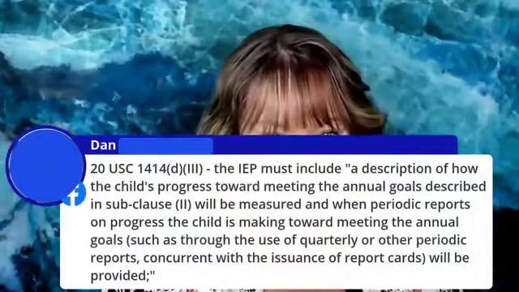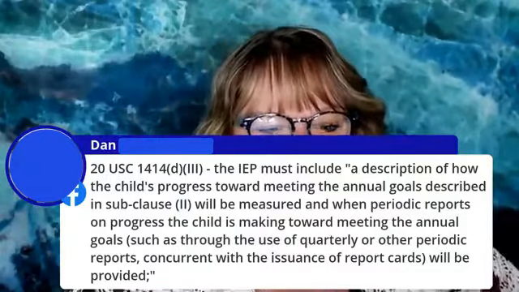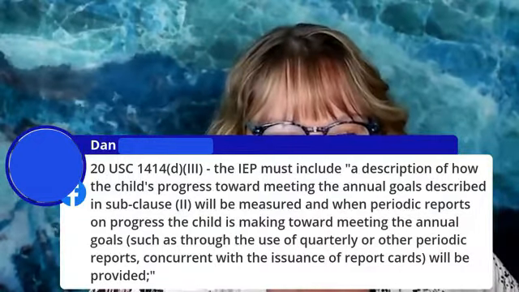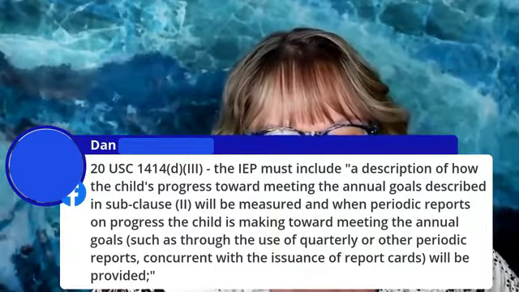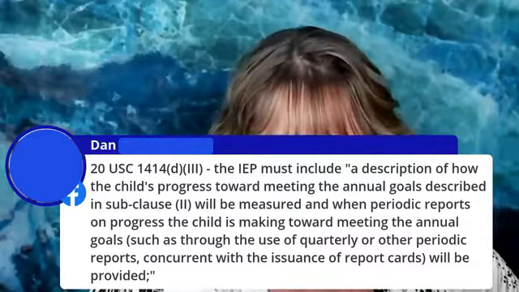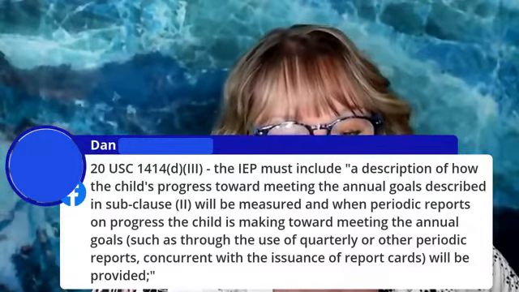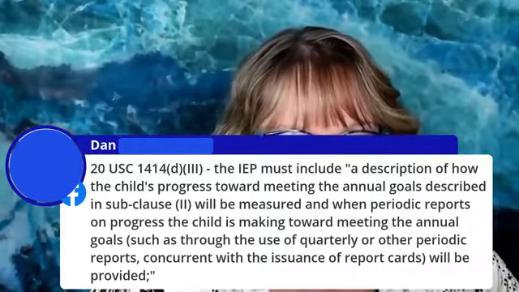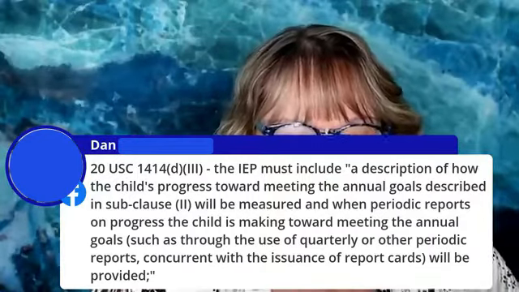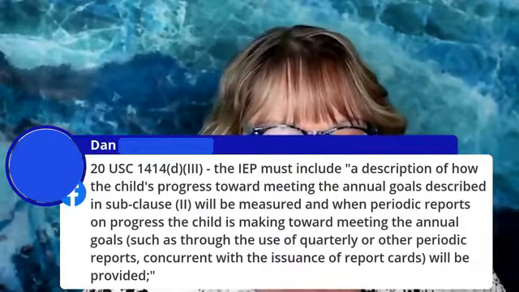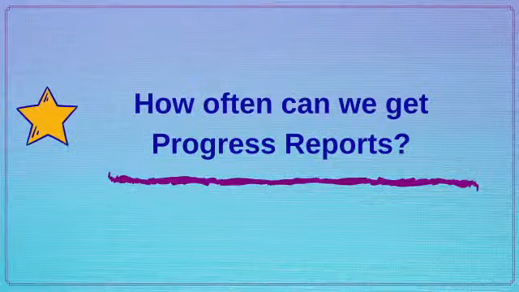And Dan says, so yes, statute from 1414. I think this is one of Pete Wright's favorite. The IEP must include a description of how the child's progress toward meeting the annual goals described in subclause 2 will be measured, and when periodic reports on progress the child is making toward meeting the annual goals, such as through the use of quarterly or other periodic reports concurrent with the issuance of report cards, will be provided.